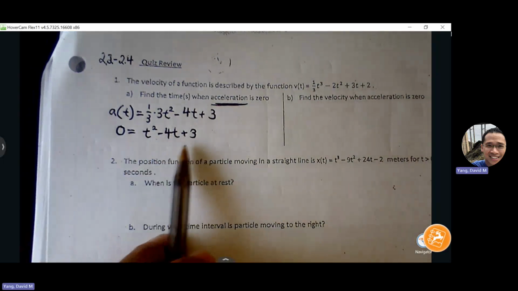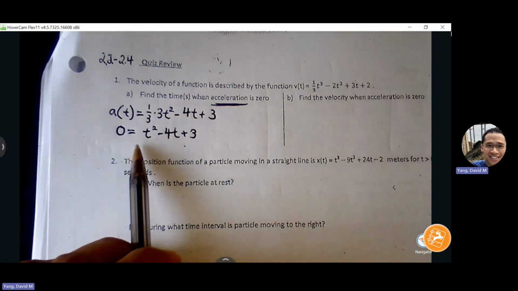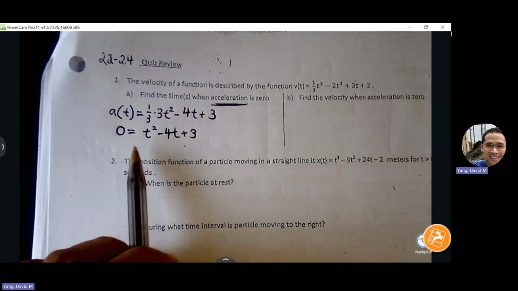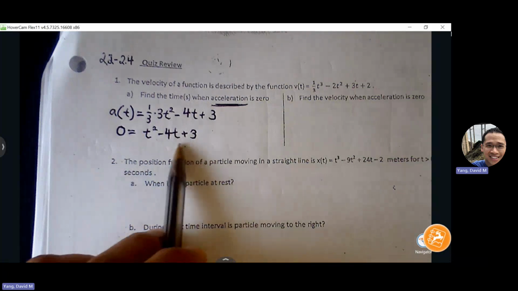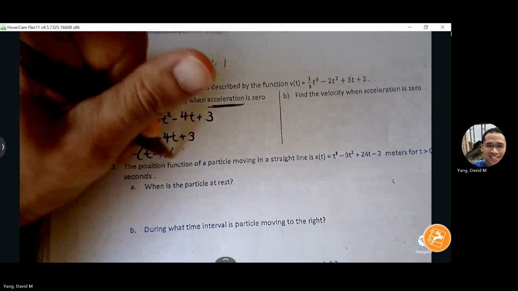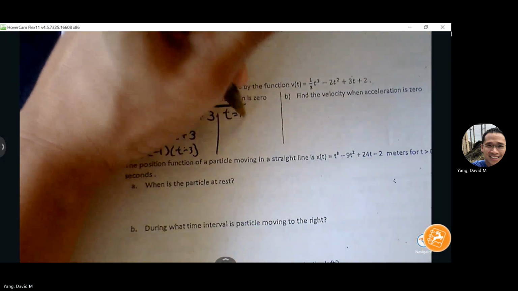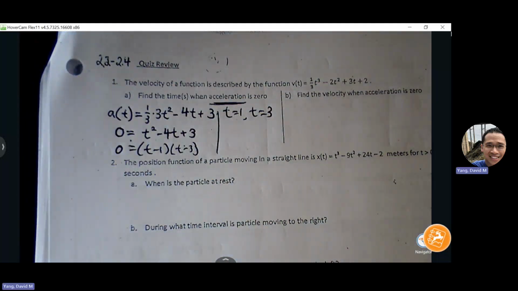So now that I'm here, what would you do next? We have to factor, right? What multiplies to be 3 and adds to be -4? -3 and -1. So we have our answers at 1 and 3.